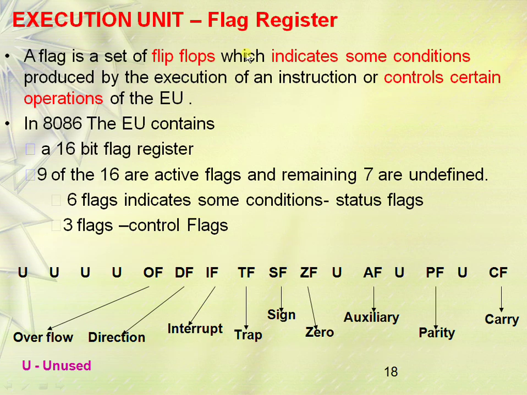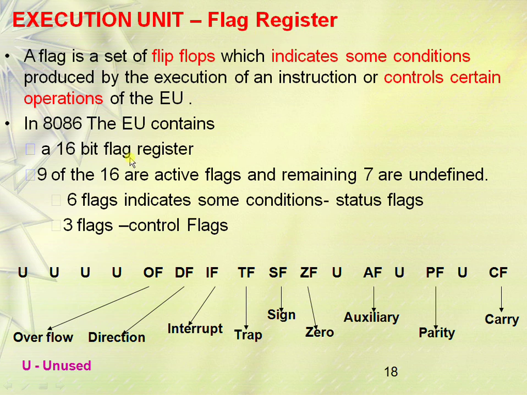Now we have one more block inside that execution unit, that is flag register. Now flag register is mainly used for representing the current state of the processor. Okay, it will represent the current status of the processor, as well as it is used for controlling the operations of the processor. It will represent the status, as well as we can also control some of the operations carried out by the processor.